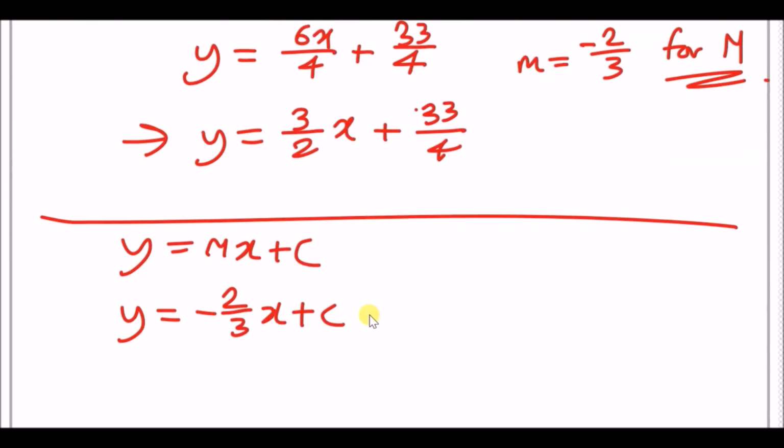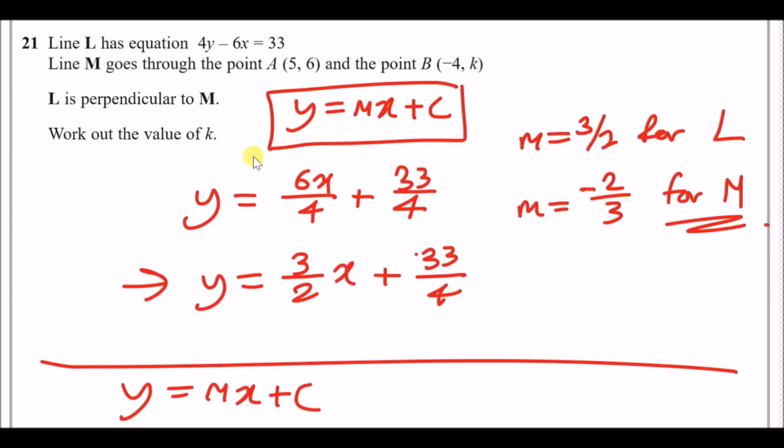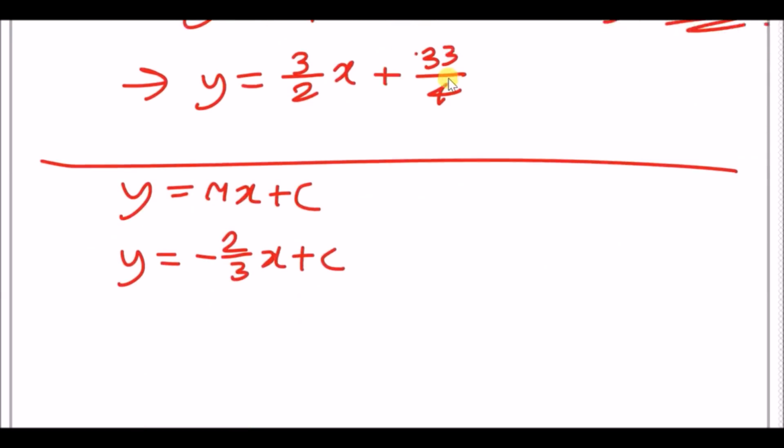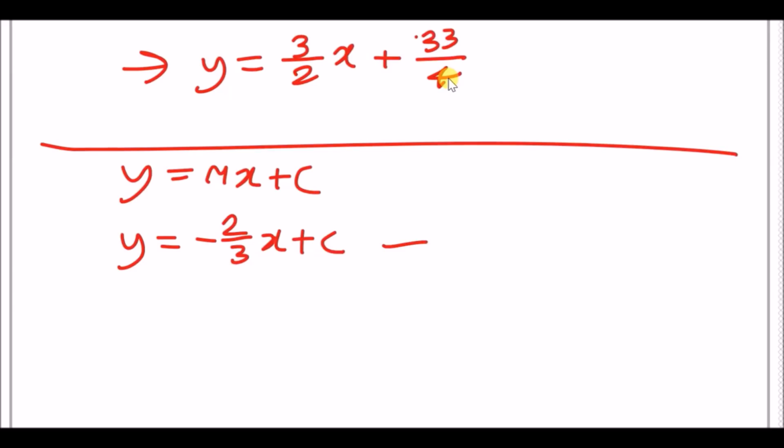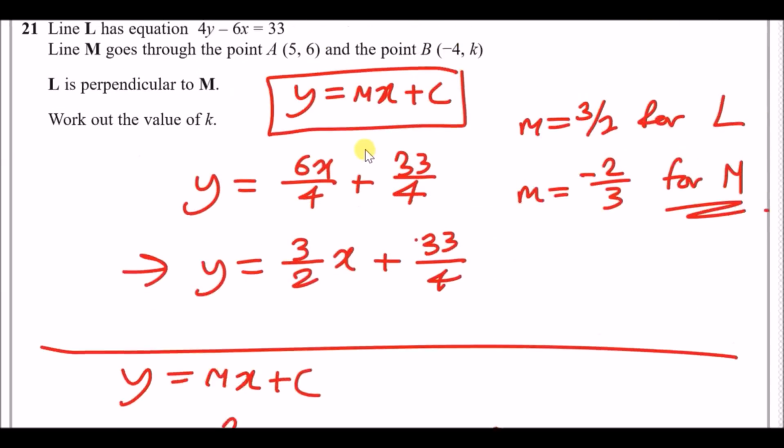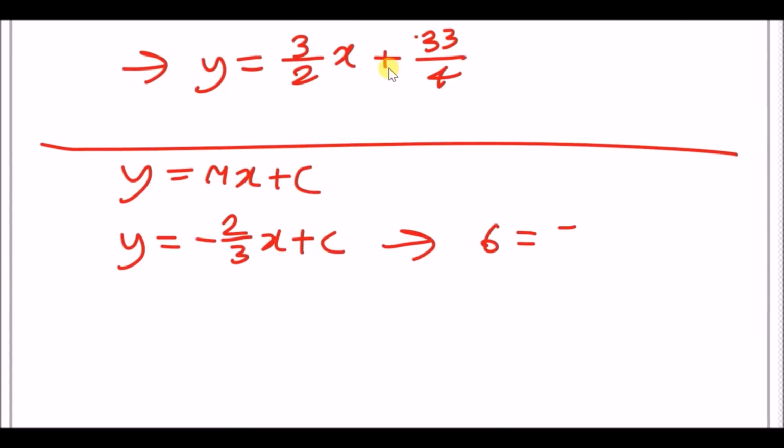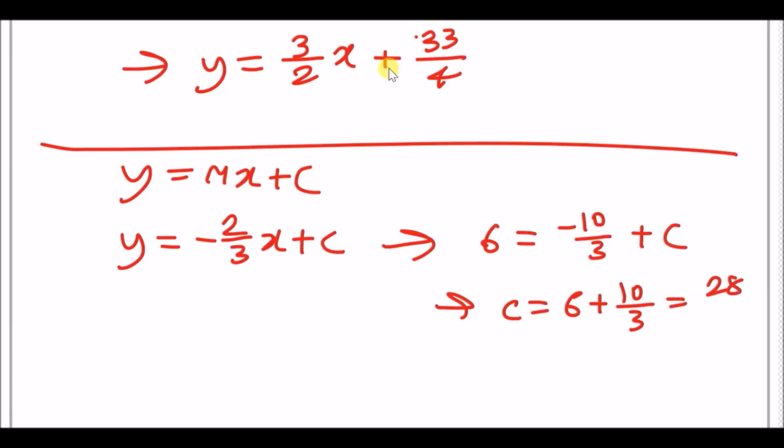So now we just have to work out what the value of c is. And to do that, we go back to our line M and see what points it cuts through. So apparently the line at point A cuts through 5 and 6, when x is 5 and y is 6. So replace your x and y with 5 and 6. So we're going to have 6 equals minus 2 over 3 times 5, which is minus 10 over 3, plus c. And now we can solve the value of c, which is going to be 6 plus 10 over 3. And in your calculator, you get 28 over 3.